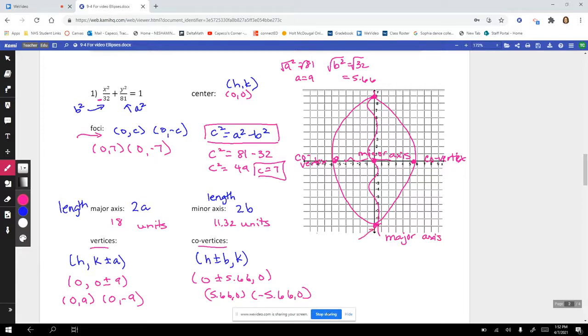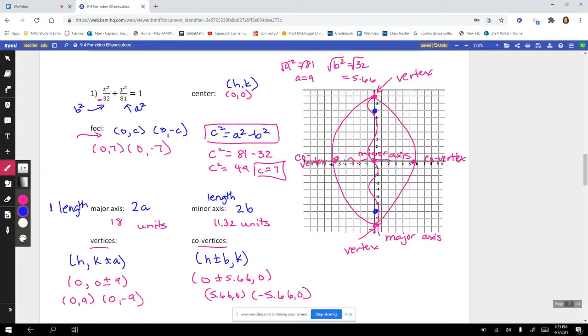And this is where we have a vertex here and a vertex there. Okay, so once you have those, you can graph. Now, if we're trying to find our foci, we can go right here at 0, 7, which is right here, and 0, -7, which is right here. So they're both going to be inside the ellipse.